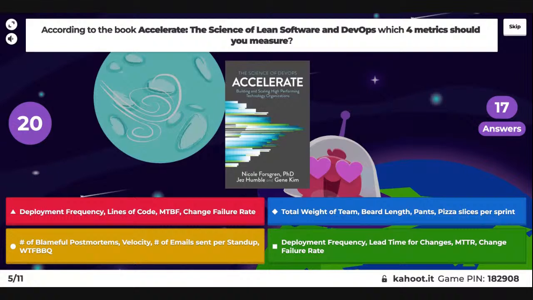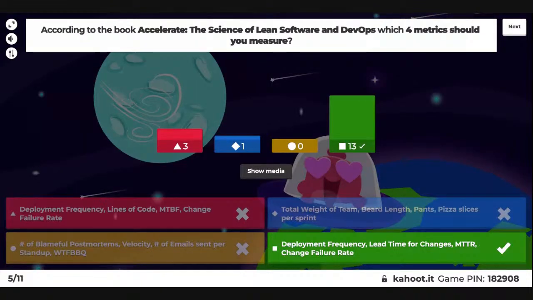Let's see. I'll just start from the blue one. Total weight of team, beard length, pants, and pizza slices per sprint. The yellow one is the number of blameful postmortems. Your velocity, number of emails sent out per stand-up. WTF BBQ. The last one: deployment frequency, lead time for changes, mean time to repair, change failure rate. Red one is good. Exactly.